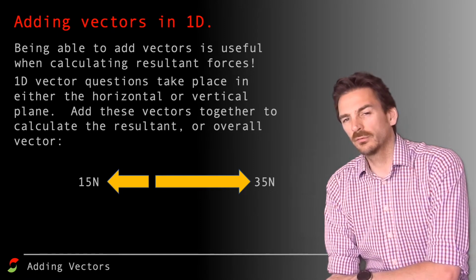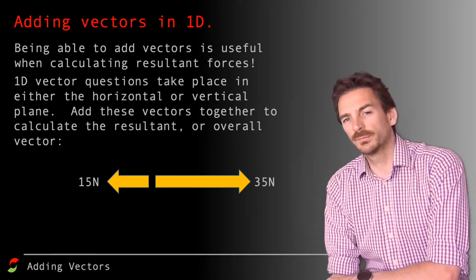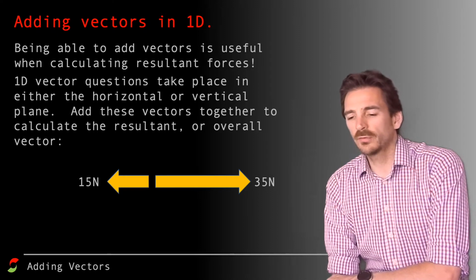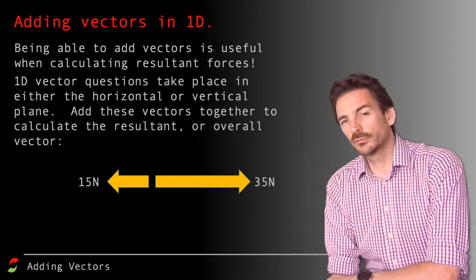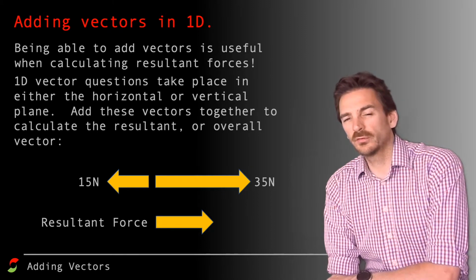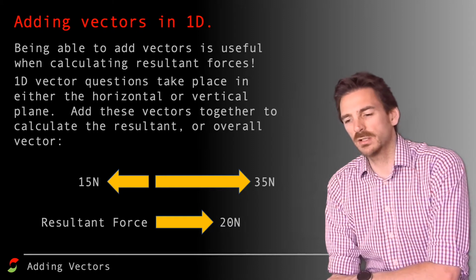That's not right. The confusing thing is that if they act in opposite directions, even though you're adding vectors, you subtract them. So the resultant force is clearly going to be acting to the right, and the value is 35 minus 15, which will give you a resultant force of 20 newtons.